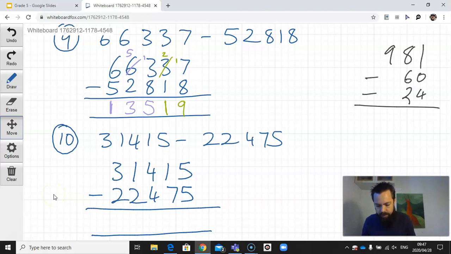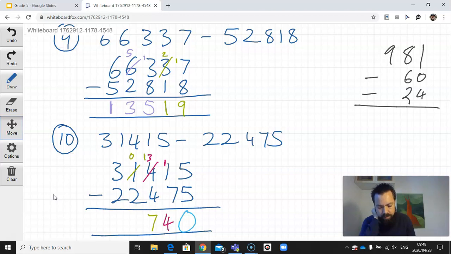Right, let's go through number 10. So first up, 5 minus 5 we can do, is 0. 1 minus 7 we can't do, so we have to borrow. 11 minus 7 is 4. There I go again, giving the answer. 3 minus 4 we can't do, so we got to borrow. 13 minus 4 we can do is 7.